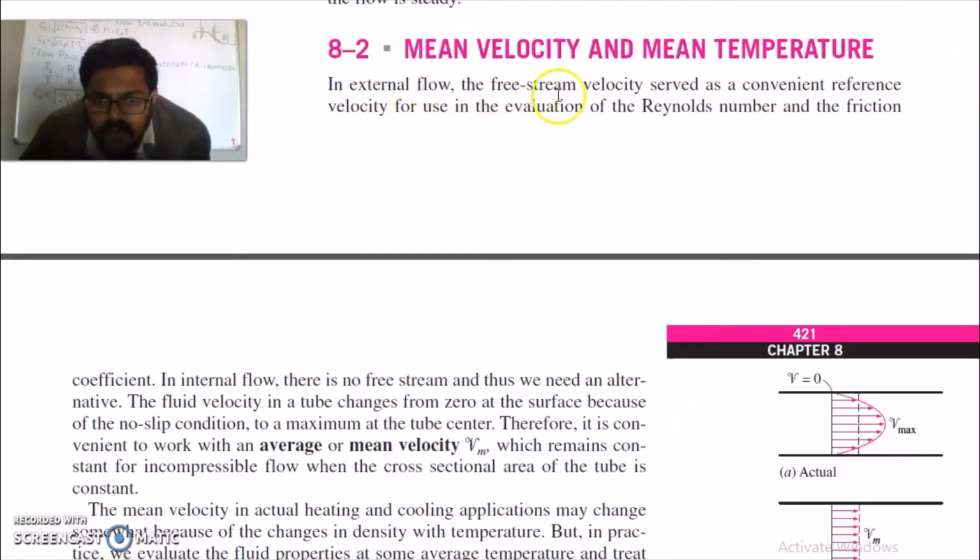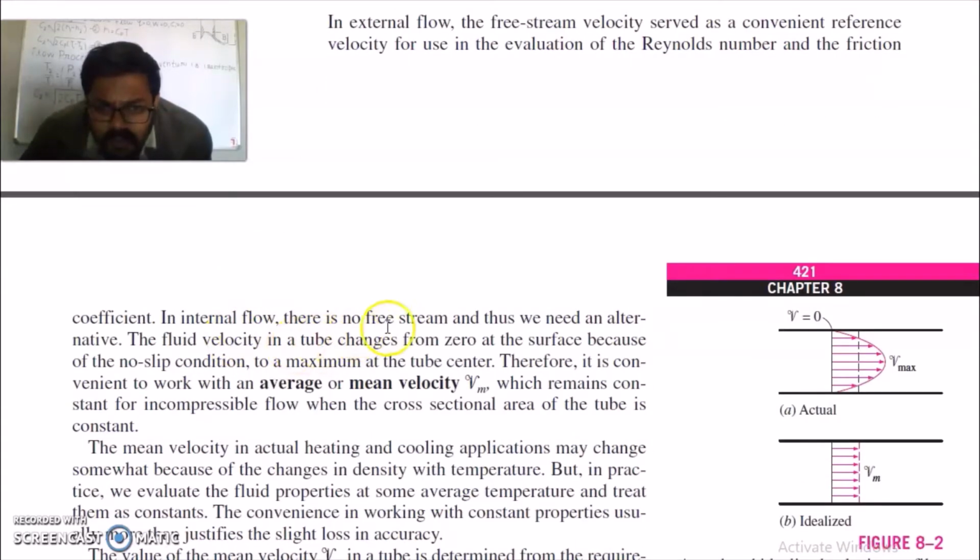In external flow, the free stream velocity served as a convenient reference velocity for use in evaluation of the Reynolds number and friction coefficient. In internal flow, there is no free stream and thus we need an alternative. The fluid velocity in the tube changes from 0 at the surface because of no slip to the maximum at the center of the tube. Therefore, it is convenient to work with the average mean velocity Vm, which remains constant for incompressible flow.